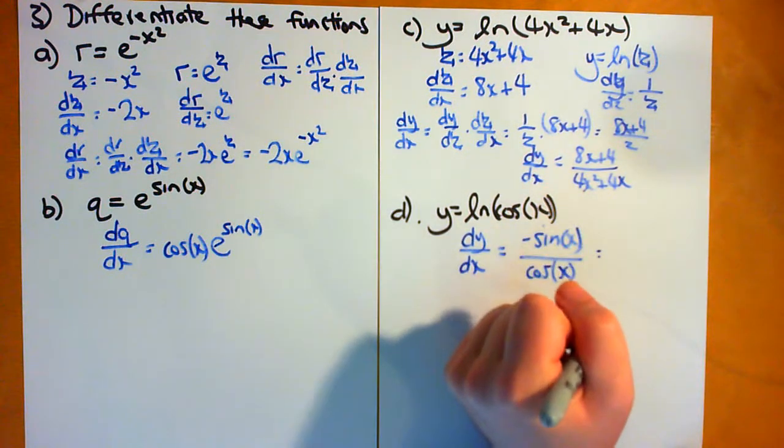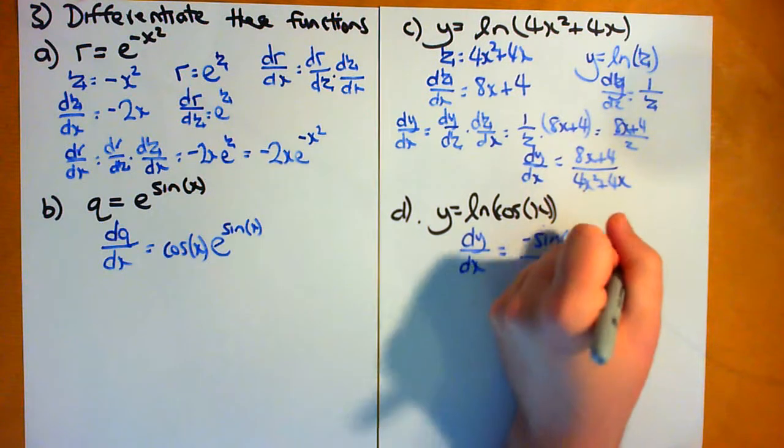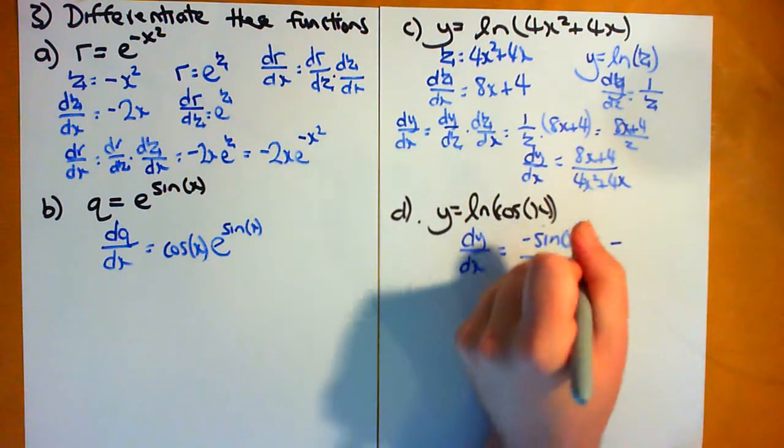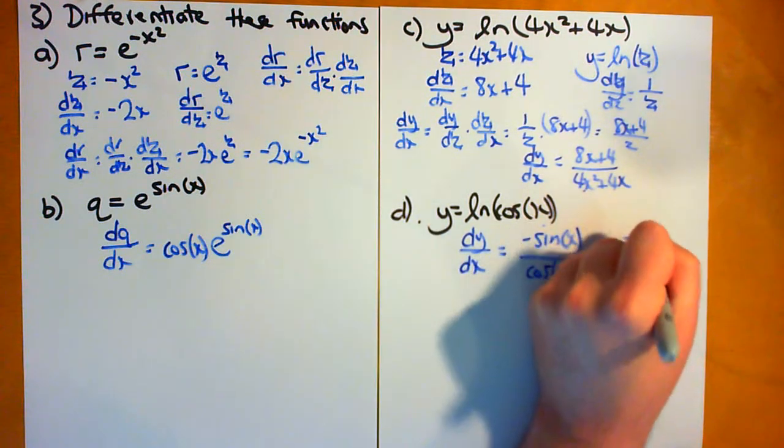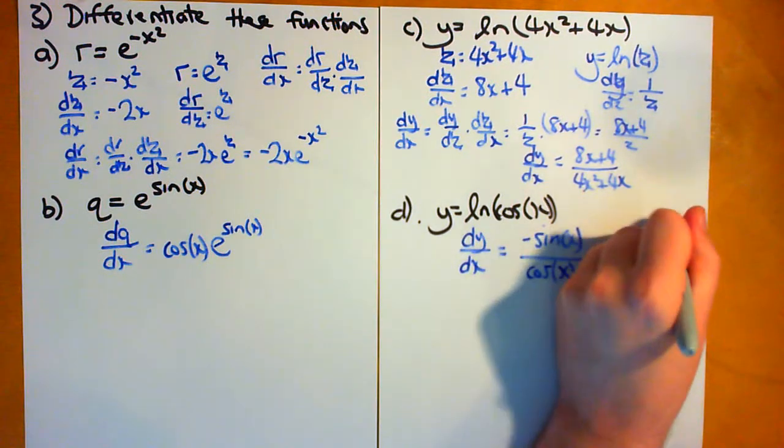And if we want to simplify further, which we can, we don't have to, but we can, sine over cos is tan. So we get negative tan x.